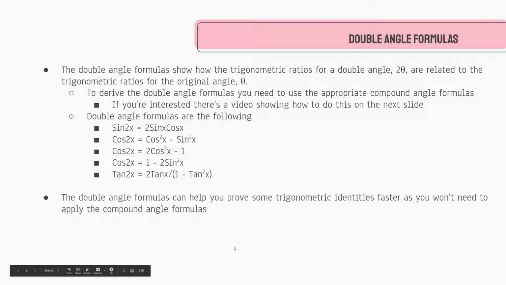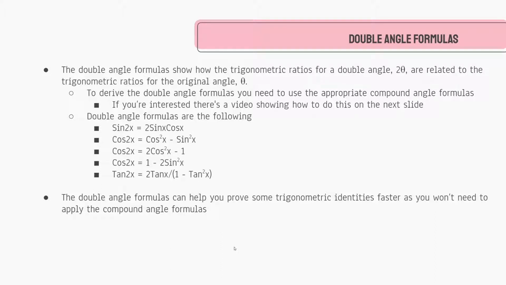Well, double angle formulas show how the trigonometric ratios for a double angle, which is 2 theta or 2x, whatever your variable or your angle may be, are related to the trigonometric ratios for the original angle of theta. So all we're telling you here is that we had some angle theta, and then we were like, what if we multiply it by 2? How would that change the outcome? What would our relationship be to the original angle?